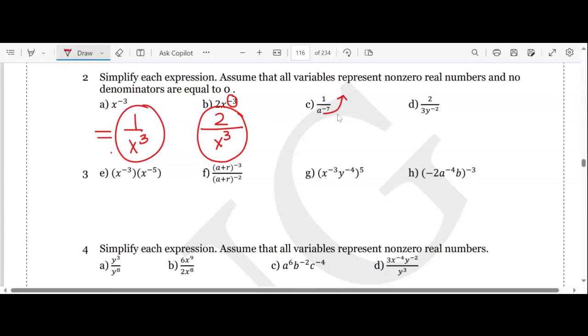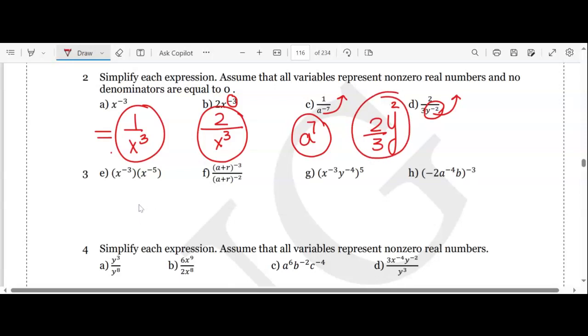What about this one? What's the answer for this? 1 over a to the power of 7. What about the answer for this one? 2 over 3. And what happened to the y? It goes where? To the top. Because we have to bring the y to the top because it's negative.